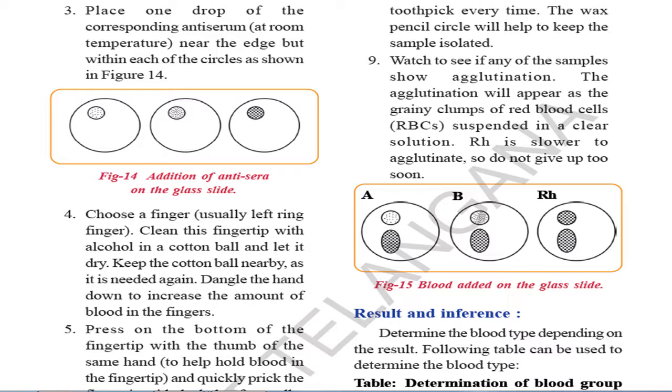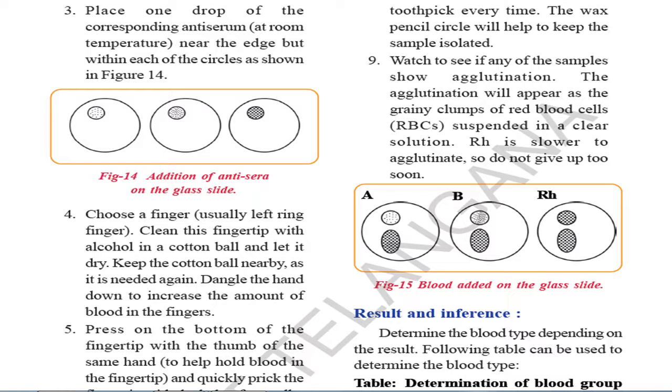Okay, when you have put 1 drop of blood in 3 slides corresponding to anti-serum. Okay, with your thumb of the same hand, press it if the blood is not able to hold in the fingertip and quickly prick it. Use a new toothpick every time. The wax pencil circle will help to keep the sample isolated. Now what do you see? RBC agglutination. They will appear as grainy clumps, something like grains, small. See in the diagram of red blood cells, RBC suspended in a clear solution. Rh is slower to agglutinate, so do not give up too soon.